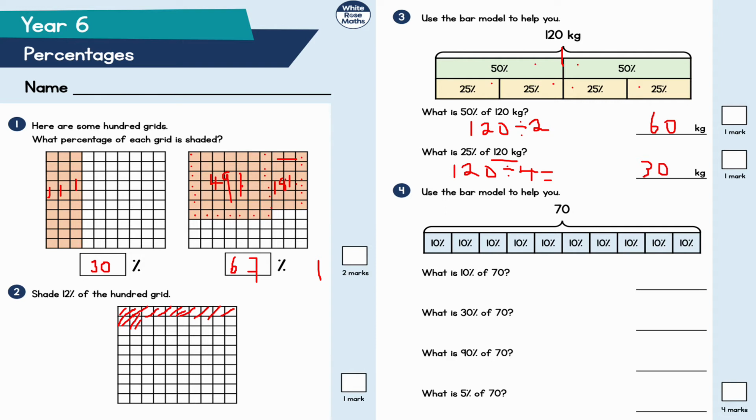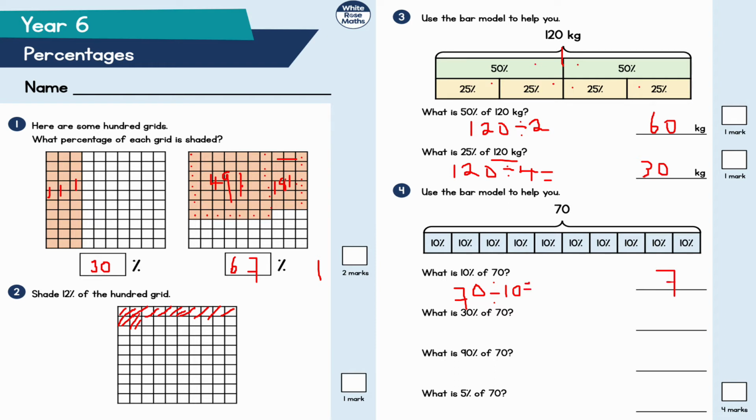This is question number 4, guys. Use the bar model to help you. What is 10% of 70? Now, 10% of something just means dividing it by 10. So I'm dividing it by 10. Take off one of the zeros, so I just get left with 7.